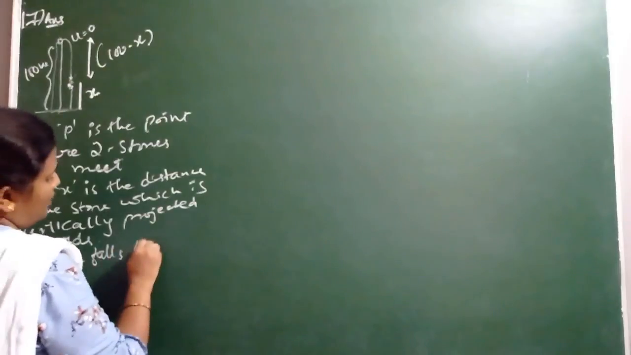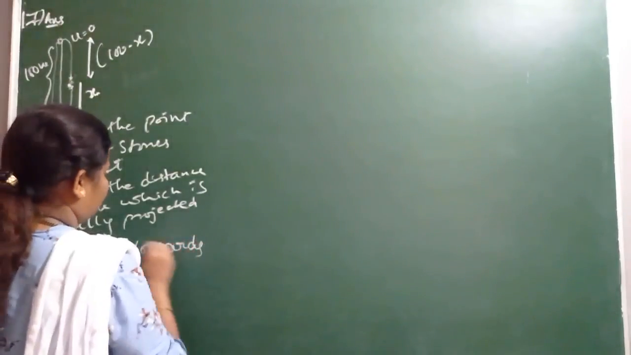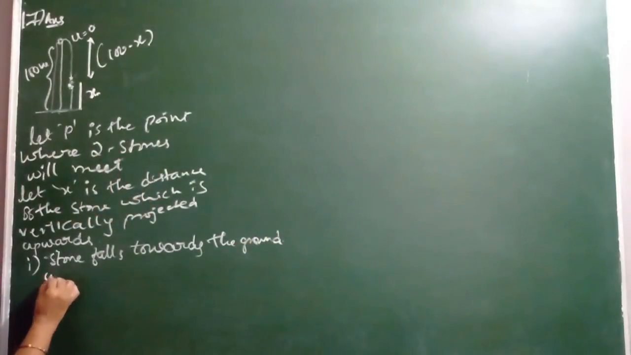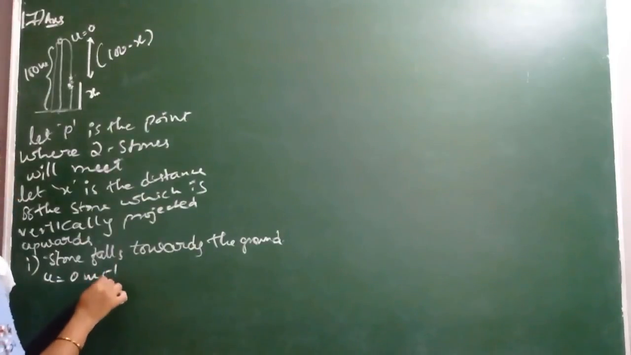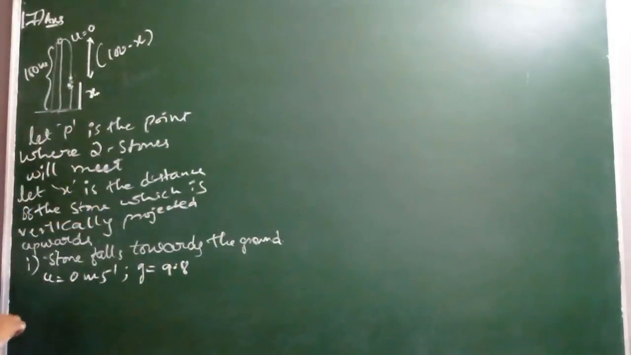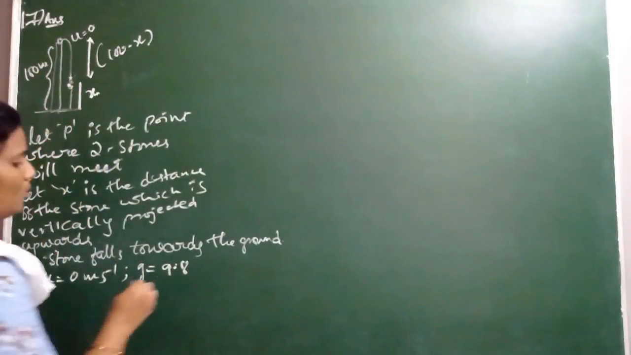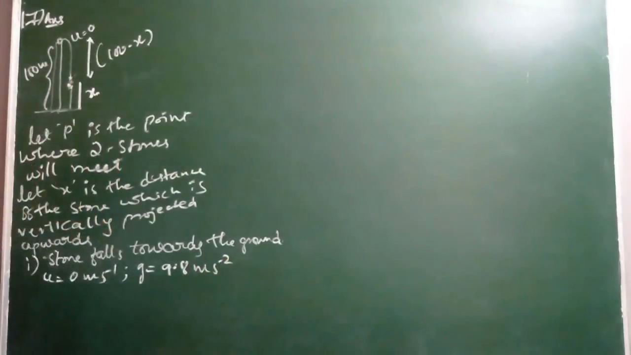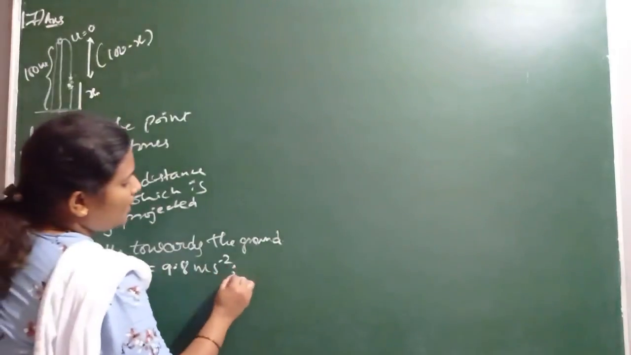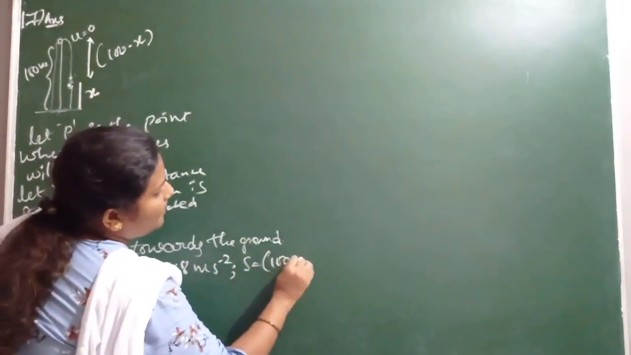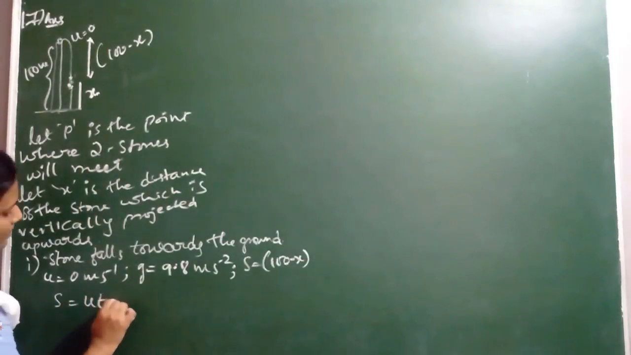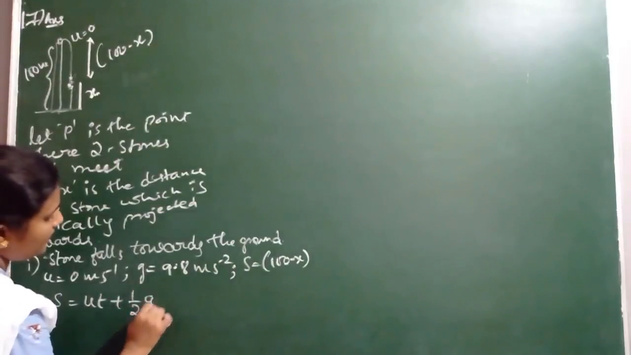So, now first part what we will do, that is if the stone falls towards the ground, then u is equal to 0 meter per second. Then gravitational acceleration is 9.8 meter per second square. There is no change in the sign, children, because it is coming down. So, S is what here? S is equal to 100 minus x. So, let us use the formula S is equal to ut plus half gt square.